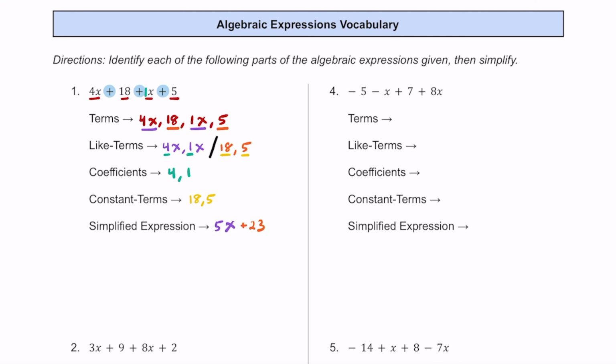So we had an original algebraic expression that looked like this. There were 4 terms to begin with, but our simplified expression only has 2 terms. You can see that we combined the ones that were like each other. So 4x and 1x combined to make 5x. And then 18 and 5 combined to make 23, or positive 23.